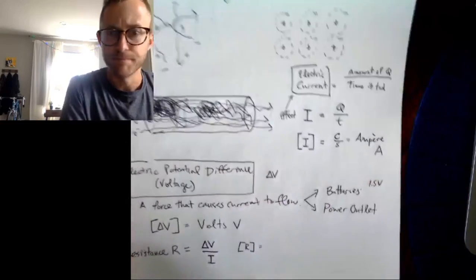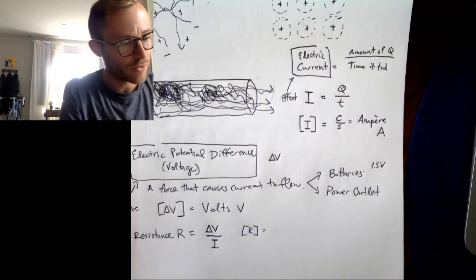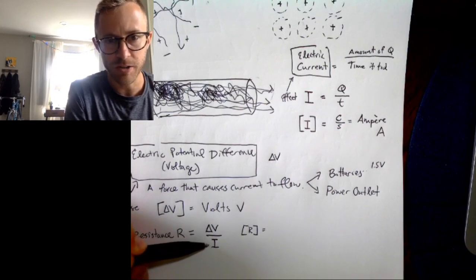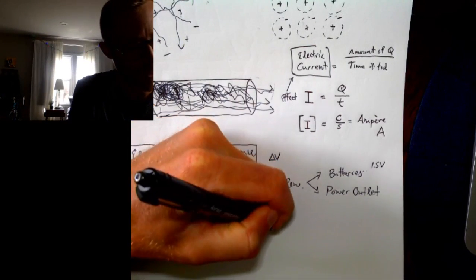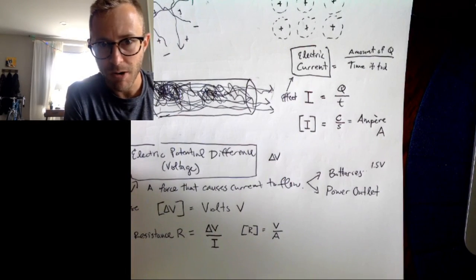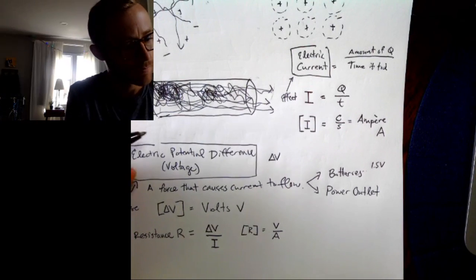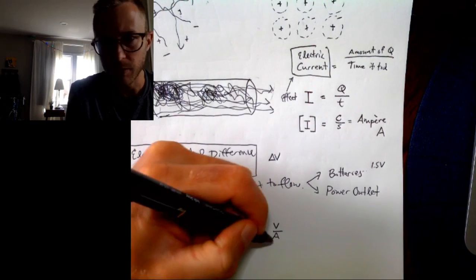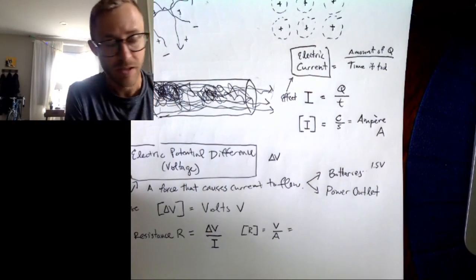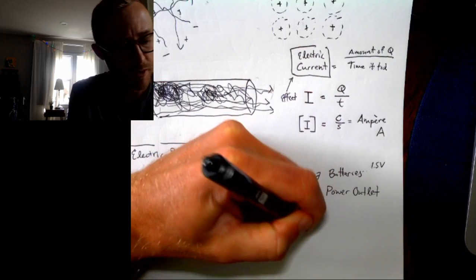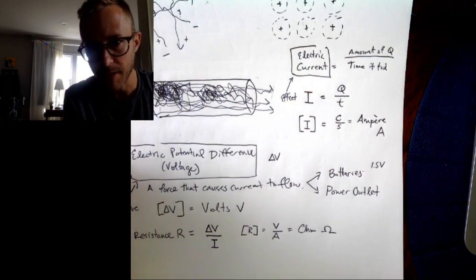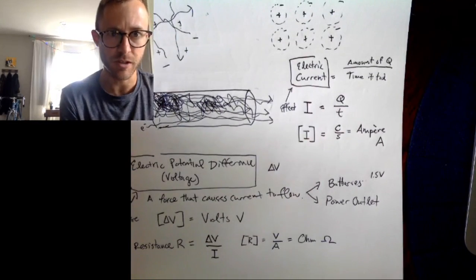It's a good question. So, units of resistance: we can see it's a potential difference divided by a current. So its units would be volts per amp. Okay. Volts per amp. That has a special name as well. It's called the ohm, which is denoted by the Greek letter omega. Okay, so resistance is measured in ohms.